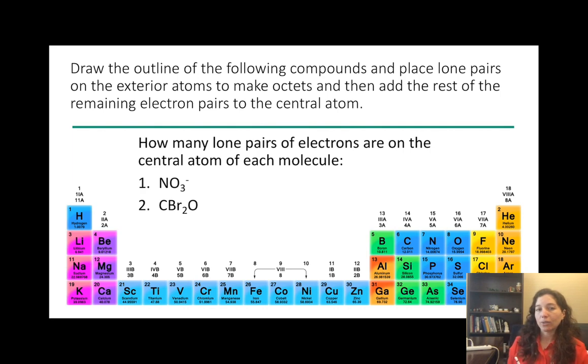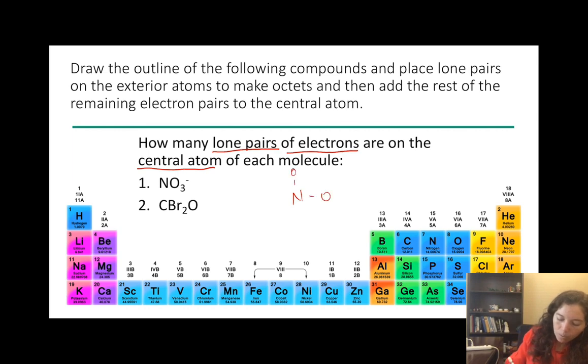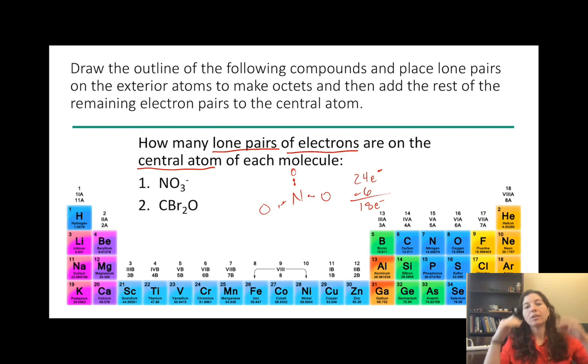Let's take a look at how to answer this one. So it says how many lone pairs of electrons are on the central atom of each molecule. So we have our N, it's bonded to our O, O, O, and we calculated last time that there's 24 electrons in the structure. We've already placed 1, 2, 3, 4, 5, 6 electrons. So what's left here is our 18 electrons. So we've got 18 more electrons to place. So we're going to start placing them around our exterior atoms first and work our way in.